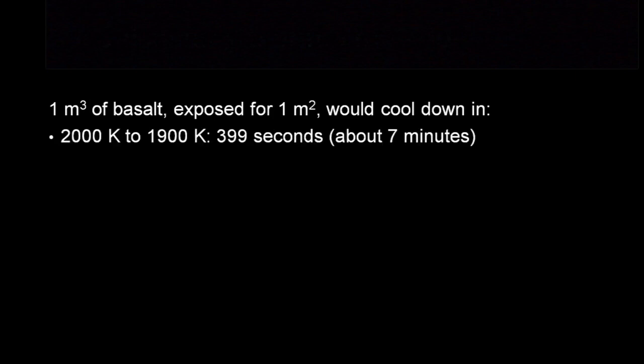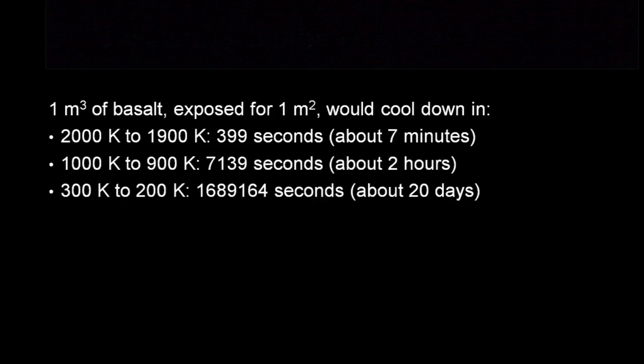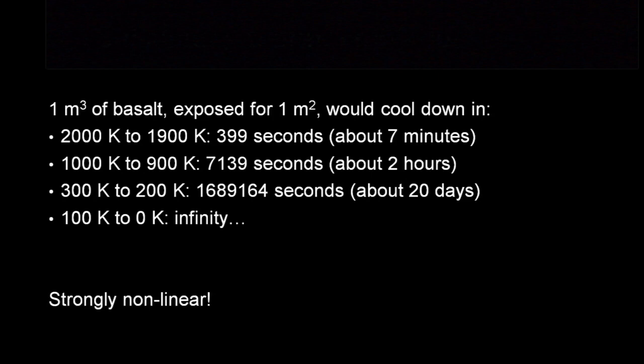If it would cool down from 2000 Kelvin to 1900 Kelvin, it would take 399 seconds, which is about 7 minutes. From 1000 to 900 Kelvin, it takes about 2 hours. From 300 to 200 Kelvin, it takes about 20 days. And from 100 to 0, it takes forever. It will never reach 0. And so this is very strongly nonlinear.